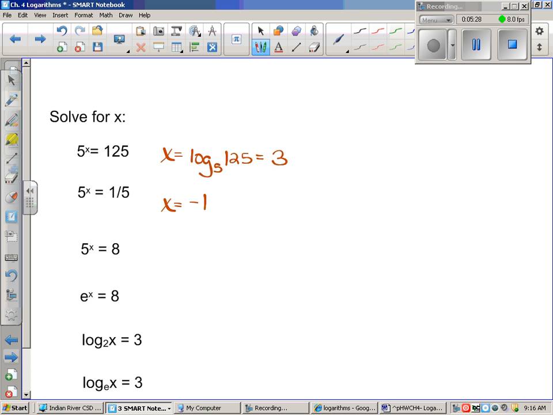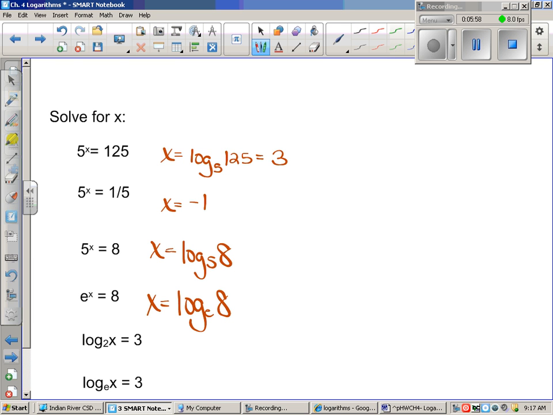How about 5 to the x equals 8? Can we do that? Well, of course we can do that. What we basically do, again, is since we don't have an exact power, we know that it's more than 1, but it obviously is less than 2. We would write this as log base 5 of 8. Okay, how about e to the x equals 8? Again, we don't know what that would be, but we can write log base e of 8.